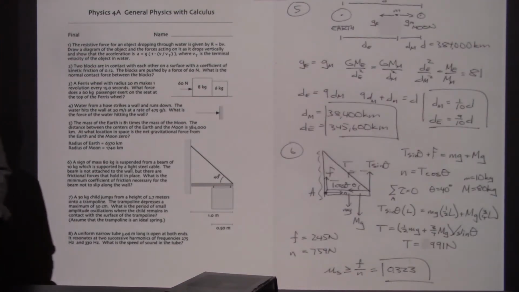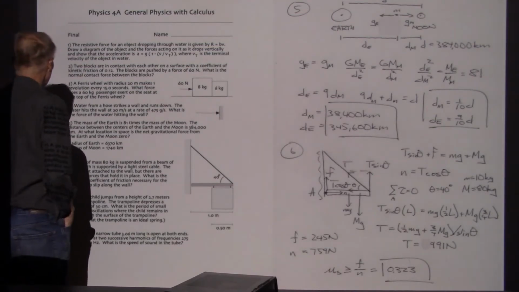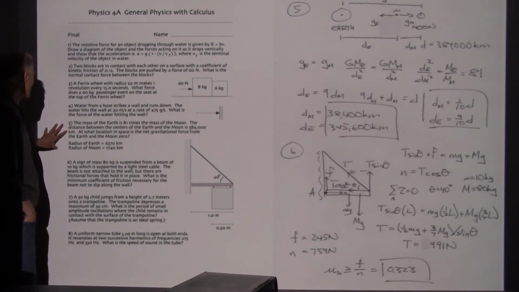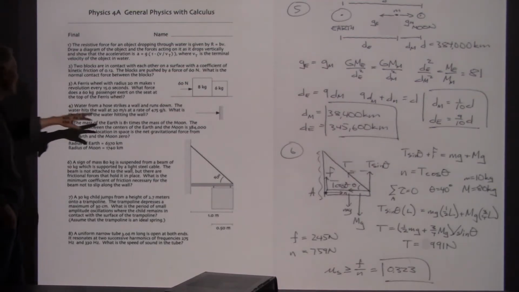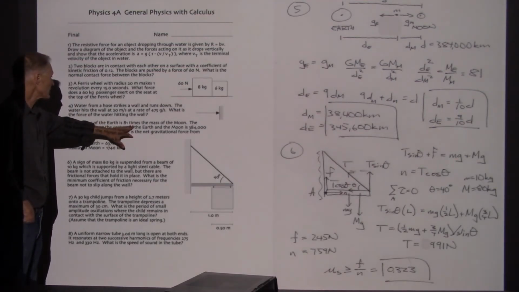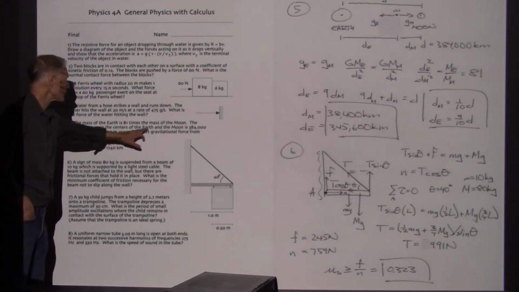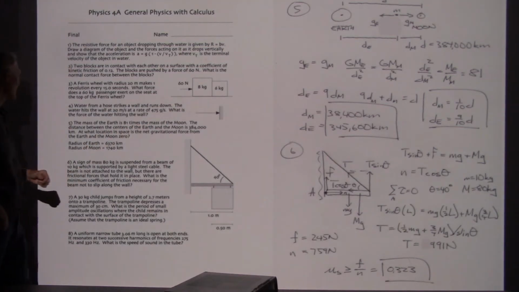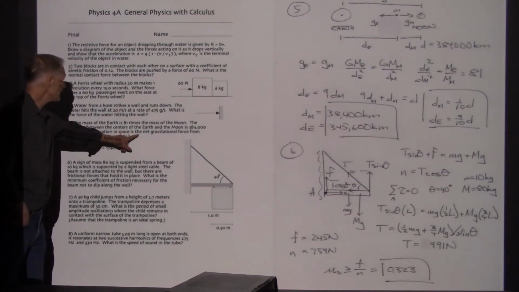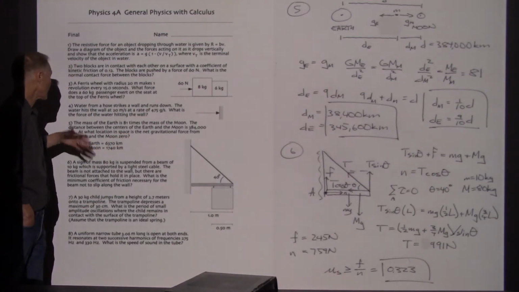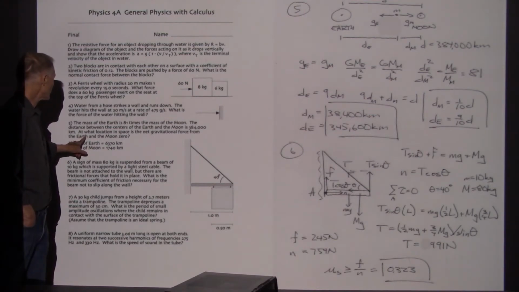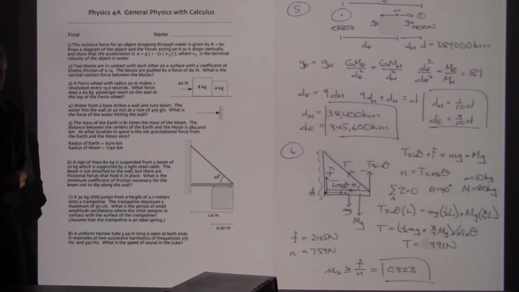All right, moving on to problem 5. So now this looks like the gravitational chapter here. It says the mass of the Earth is 81 times the mass of the moon. The distance between the centers of the Earth and the moon is 384,000 kilometers. At what location in space would there be a net gravitational force on an object from the Earth and the moon that would add up to be 0?